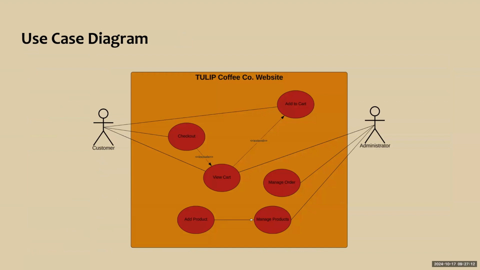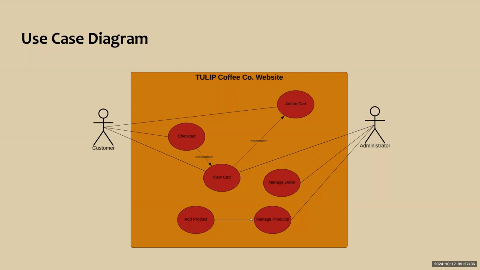So here we have our use case diagram, which covers all of the use cases just to kind of visualize how the customer and the admin will interact. So the customer has their 3 specific use cases that they do particularly themselves. They have the add to cart, the checkout, and the view cart.